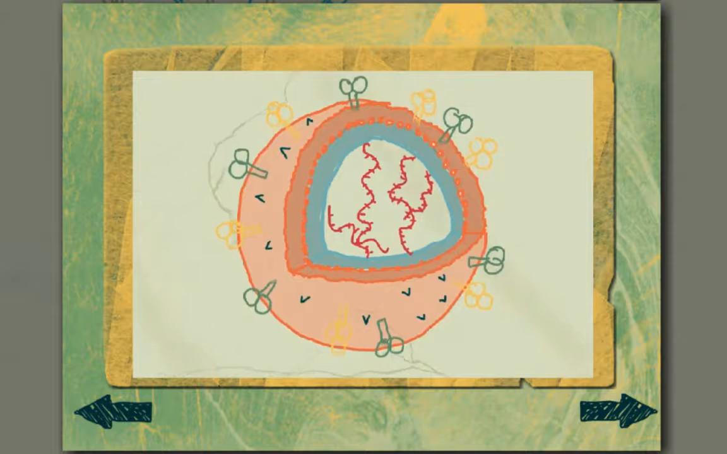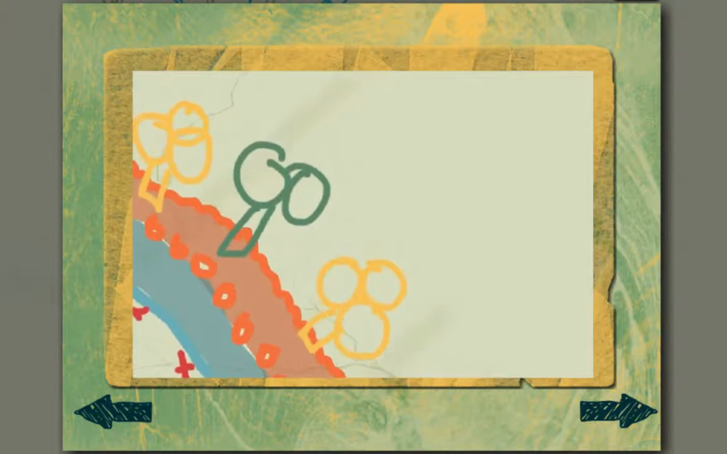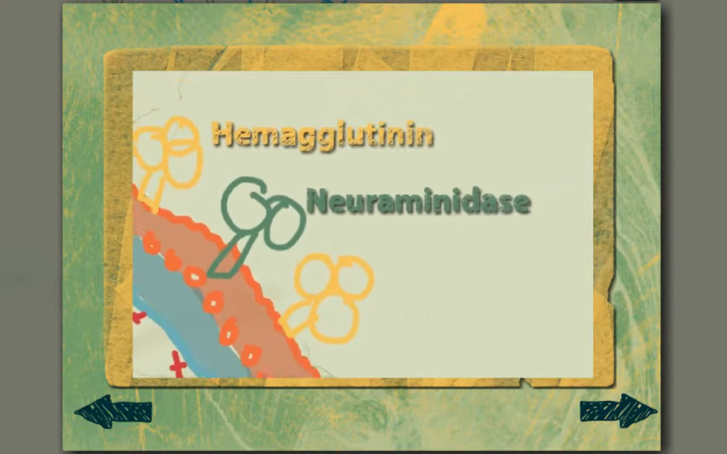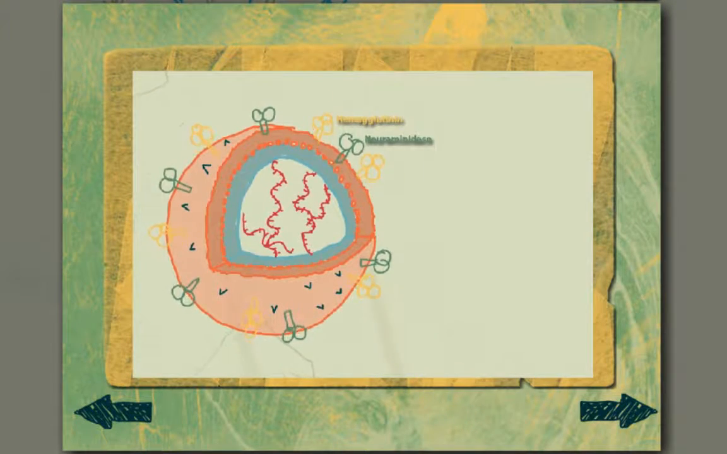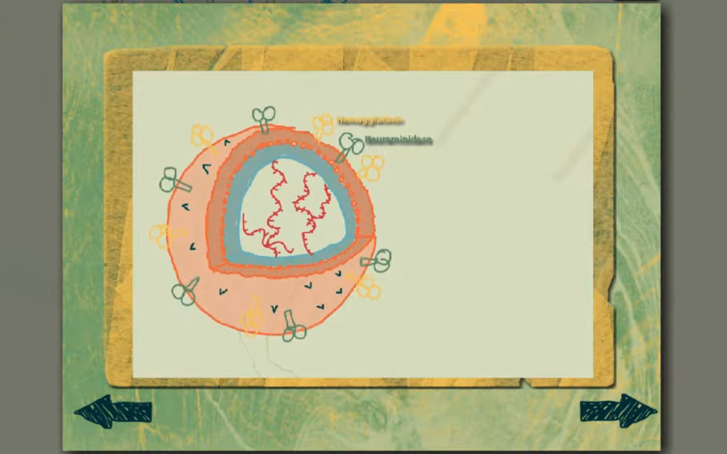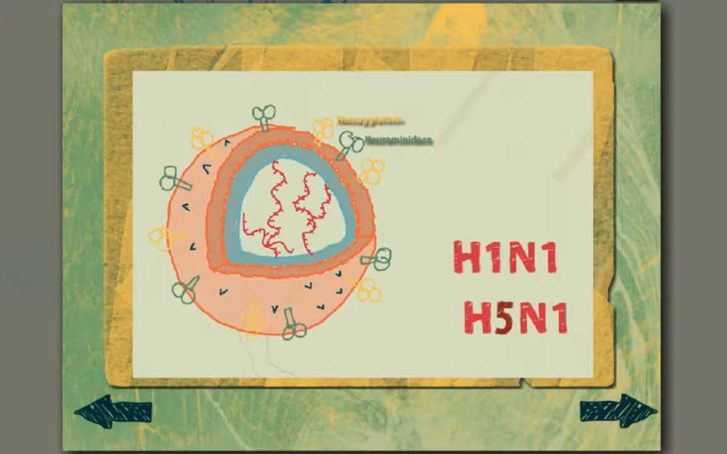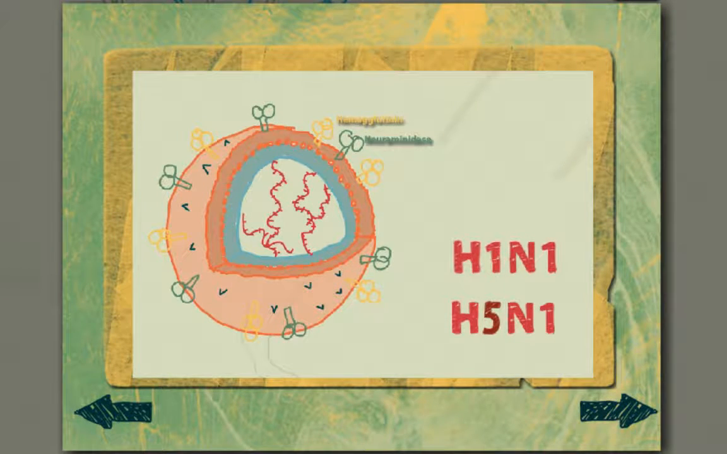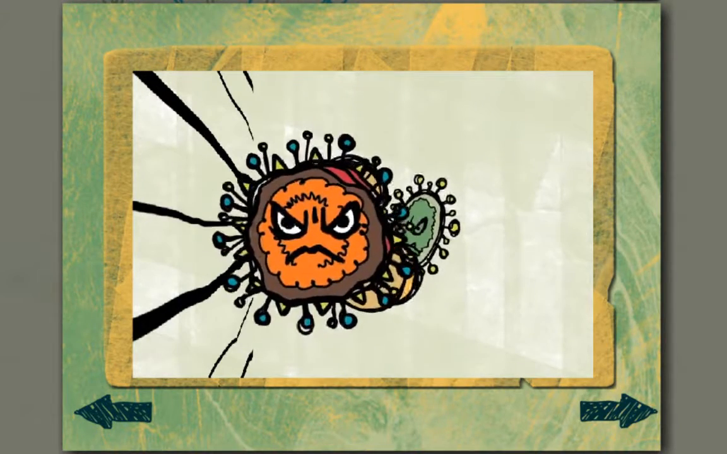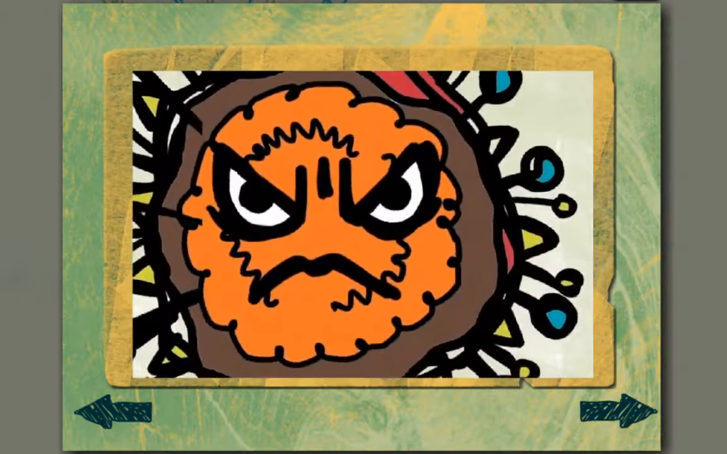Influenza viruses are named based on certain proteins called hemagglutinin and neuraminidase, abbreviated H and N, found on the viral surface. With 16 H protein types and 9 N protein types, there are over 144 possible combinations. This is why influenza viruses have names like H1N1 and H5N1. Within a virus subtype, such as H5N1, there are many strains.